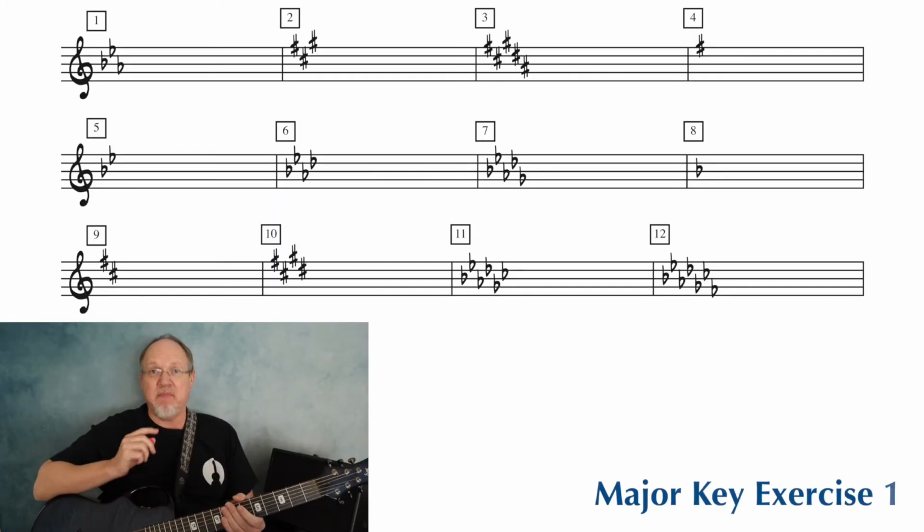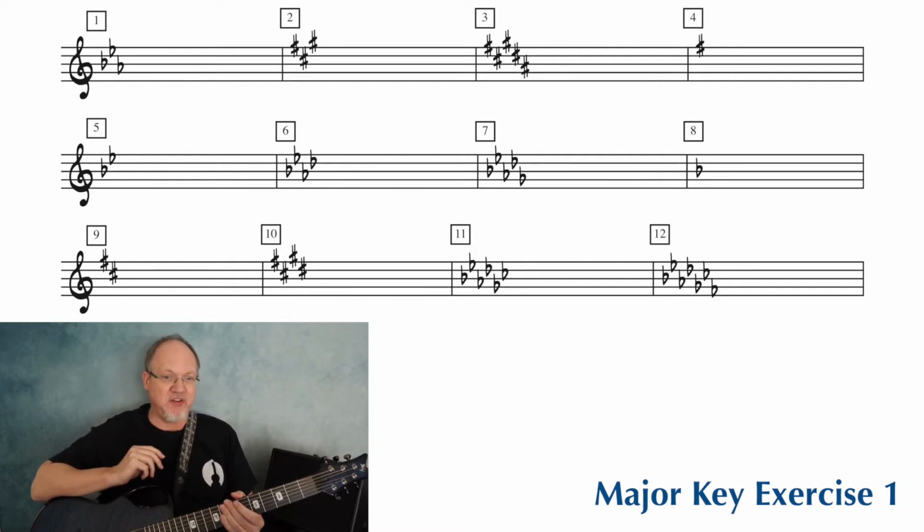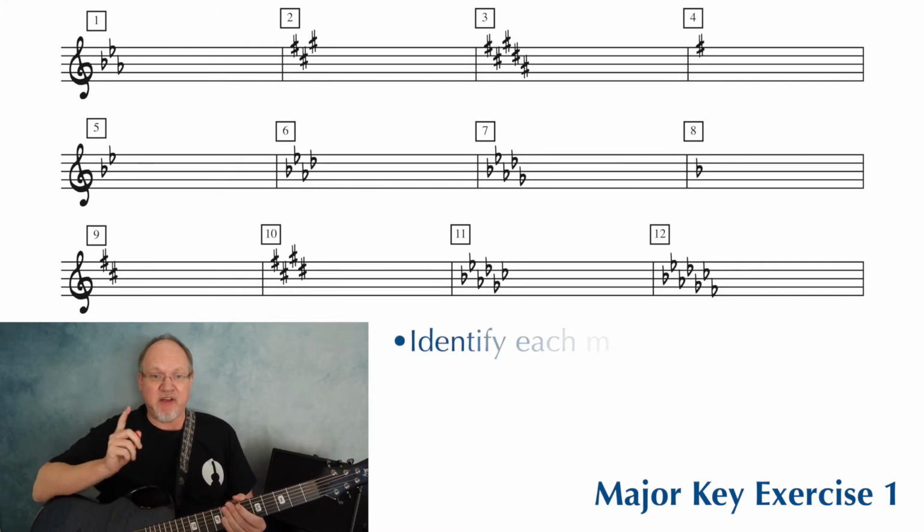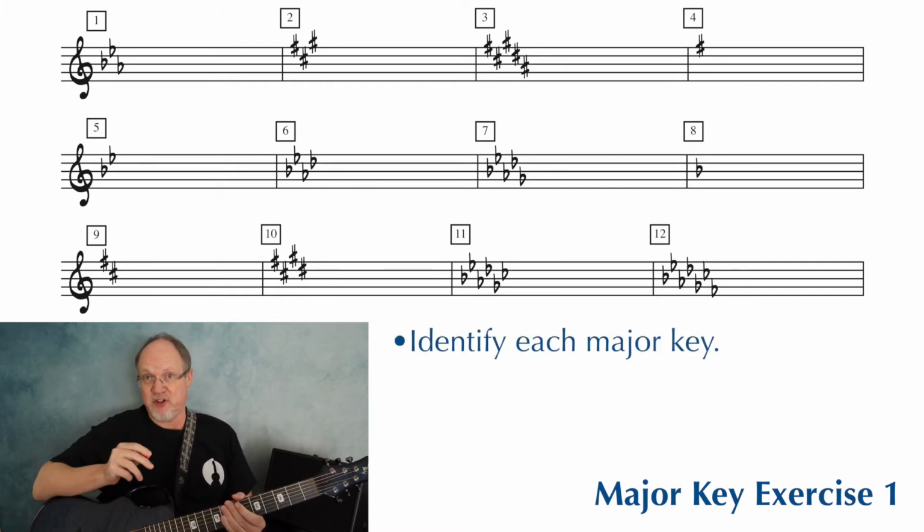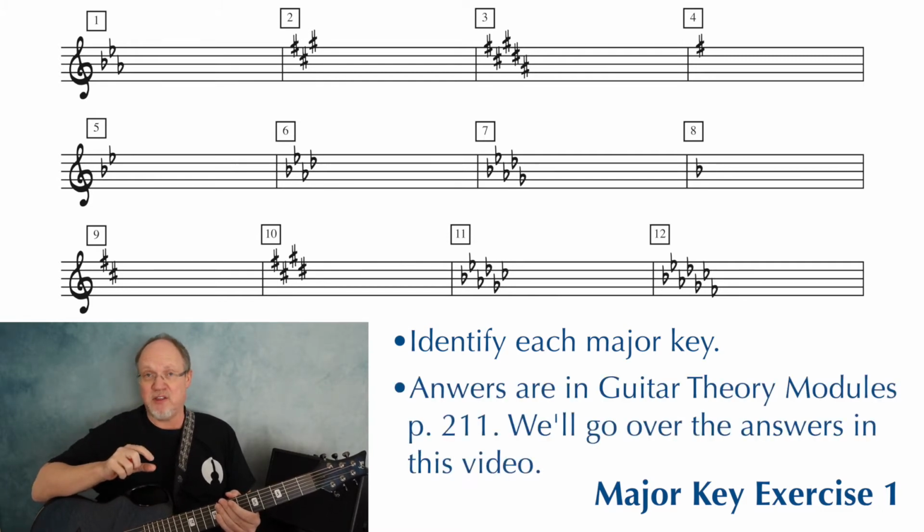We're going to take a look at the major key exercise number 1 at the top of page 22. We've got 12 key signatures, and your job is to name each key using those tricks we just talked about for identifying sharp and flat keys. If you have my book, Guitar Theory Modules, just go ahead and write your answers right there in the book. Otherwise, just do this on a piece of paper. And you can also check your work in the back of my book on page 211. So I'm going to go over the answers right now, so pause the video, fill in your answers, and then start it up again and check your work.